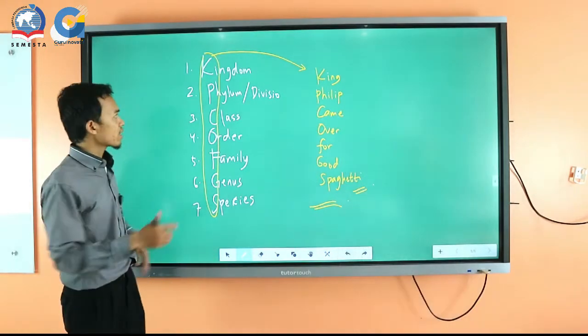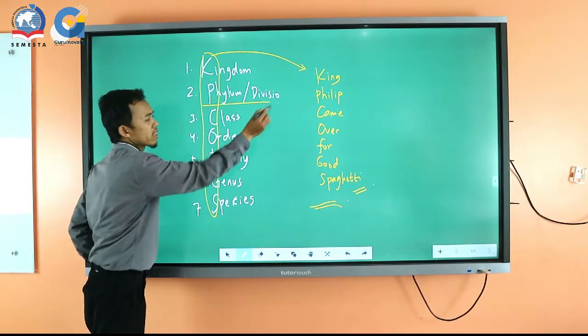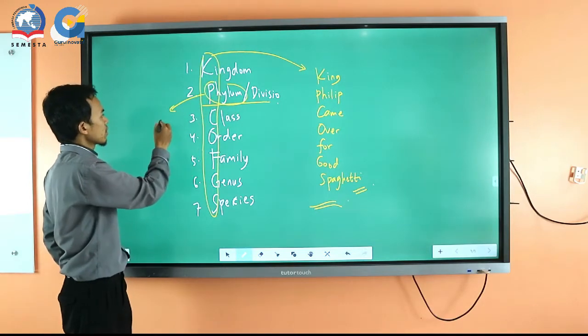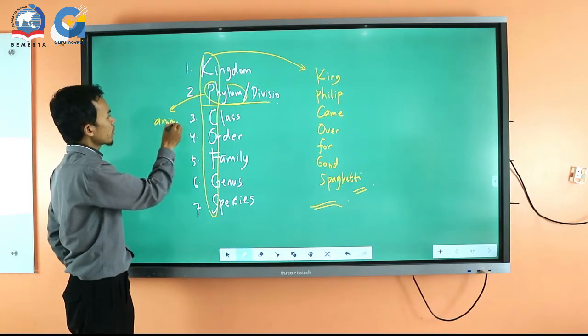So please be aware that phylum and division are different. Phylum is for the animals and division is for plants.